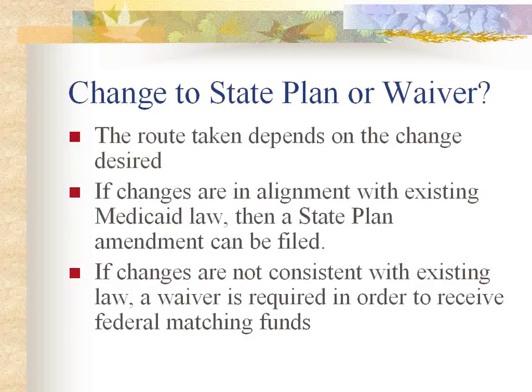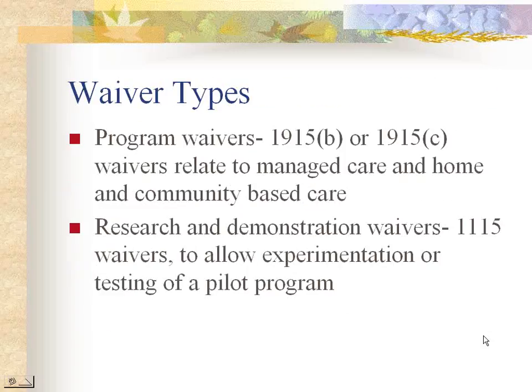permitted. So if changes are not consistent with existing law, a waiver is required in order to receive those federal matching funds. And remember I said that the matching funds are the Fed's part of paying our Medicaid bill. There are basically two types of waivers for us to consider. There are program waivers, and the numbers for those are 1915B or 1915C, and those are related to managed care and home and community-based care, and I'll go over those in just a moment.